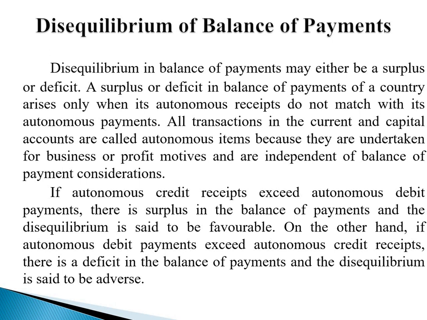If autonomous credit receipts exceed autonomous debit payments, there is surplus in the balance of payments and the disequilibrium is said to be favorable. On the other hand, if autonomous debit payments exceed autonomous credit receipts, there is a deficit in the balance of payments and the disequilibrium is said to be adverse.